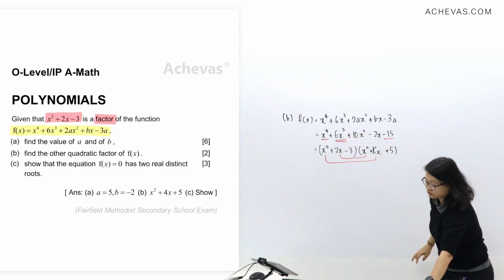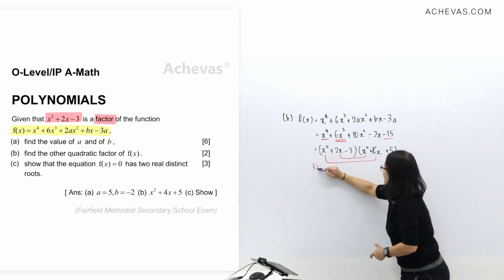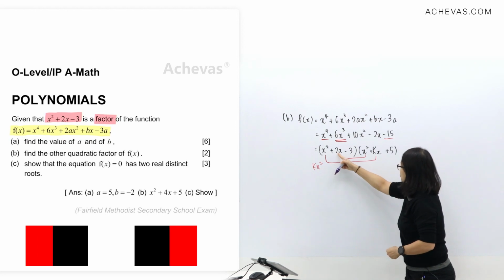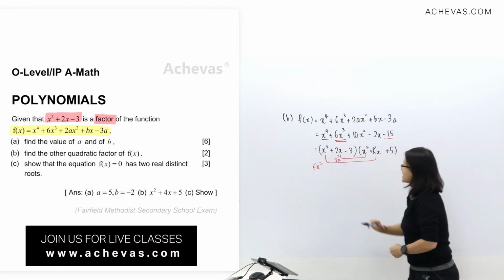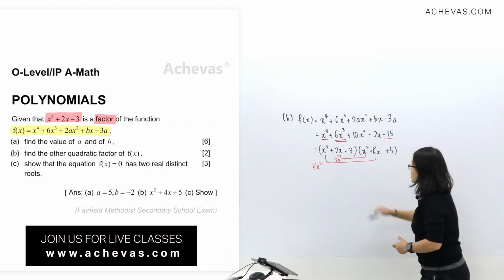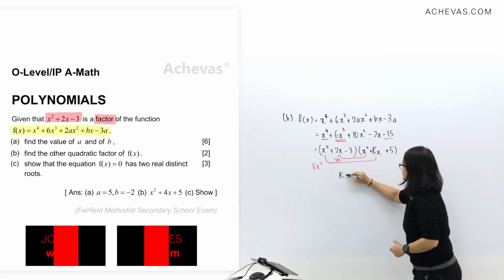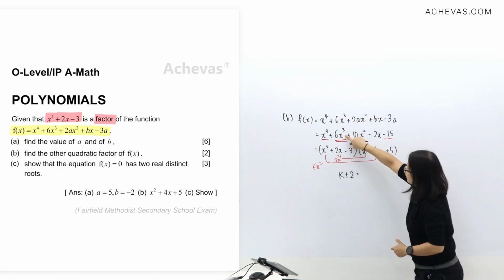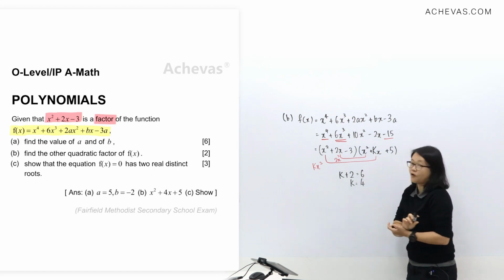Now let's write down. This and this will give me kx cubed. When I multiply 2x and x squared, it is 2x cubed. So let's add the coefficients: I have k plus 2. These two added together must equal the coefficient of x cubed above, which is 6. So k is equal to 4.